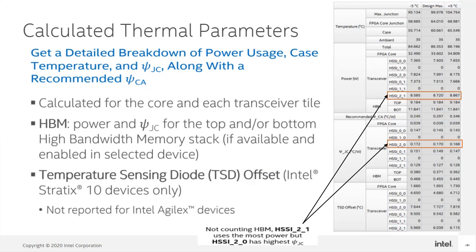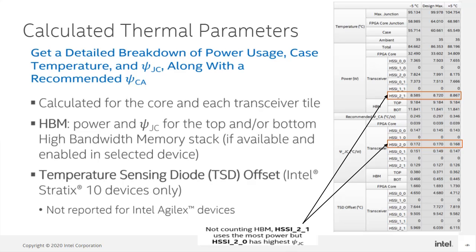Based on the values entered in all the pages of the tool, the thermal parameters discussed earlier are calculated and displayed on the thermal analysis page in the solution table. Here, you can see a breakdown of power usage and SiJC for each die, including the core and an HBM if available. A recommended SiCA is also displayed. In the example shown, transceiver tile 2.1 uses the most power, but tile 2.0 has the highest SiJC. The cooling solution should be designed to account for this, or the transceiver design and placement could be adjusted.